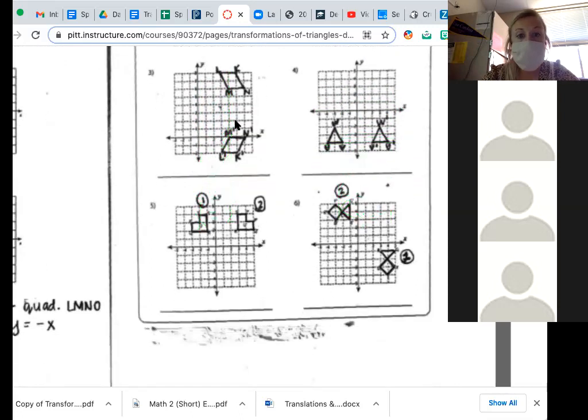For number 3, if you drew a mirror line through the middle so that these could be reflected over it, it was reflected over y equals 3. Good. Jaden, you did good, babe.